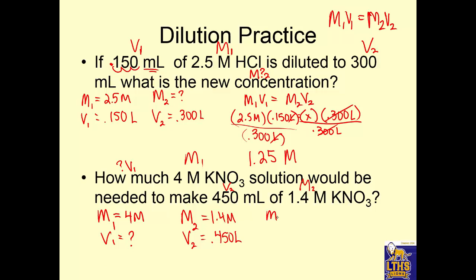Okay, so we solve M1V1 equals M2V2. Memorize it. Then we plug in M1, 4 molar, and V2 is what we're looking for. Plug in M2, 1.4 molar, and 0.45 liters.